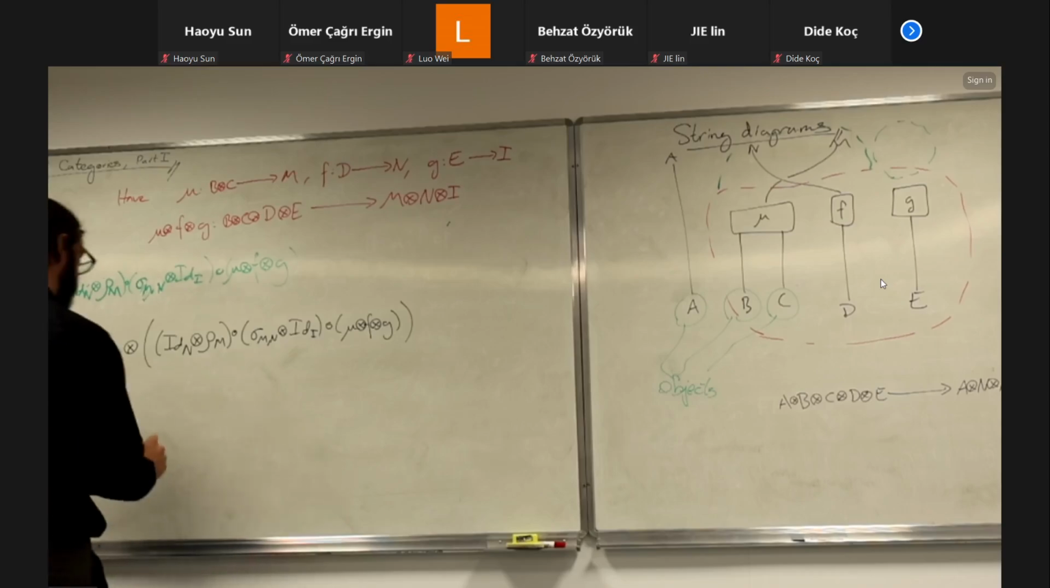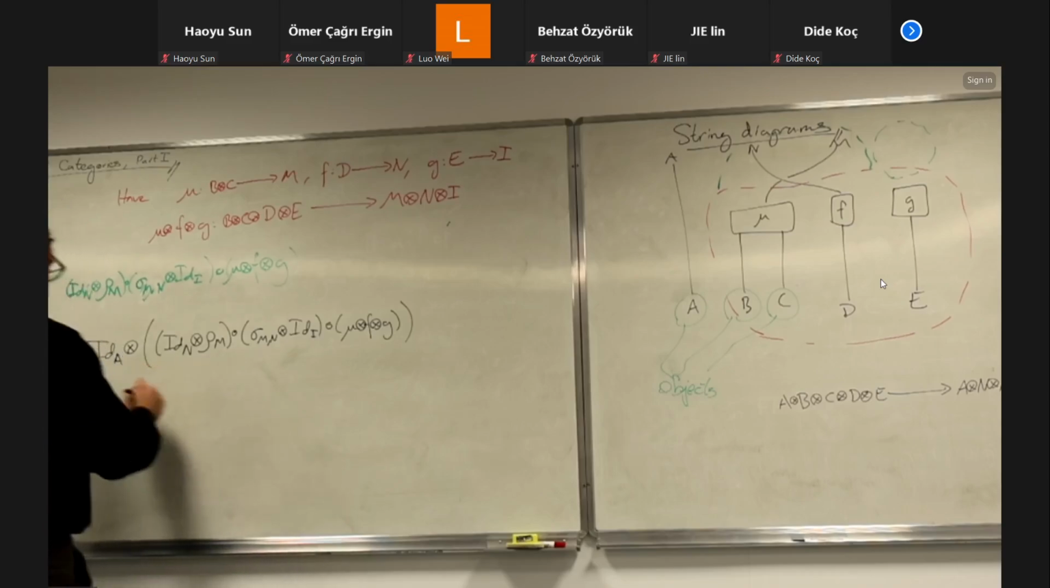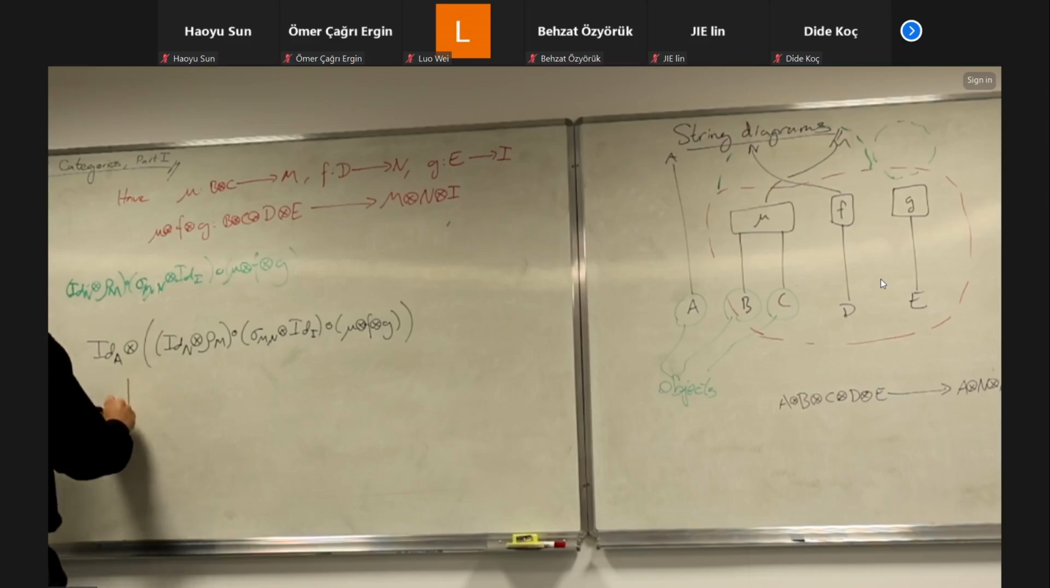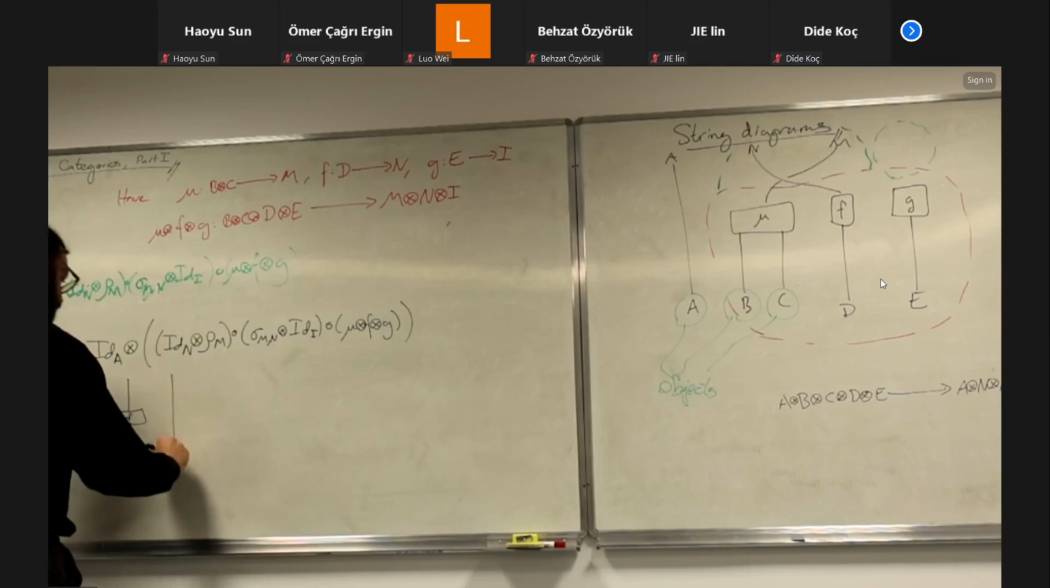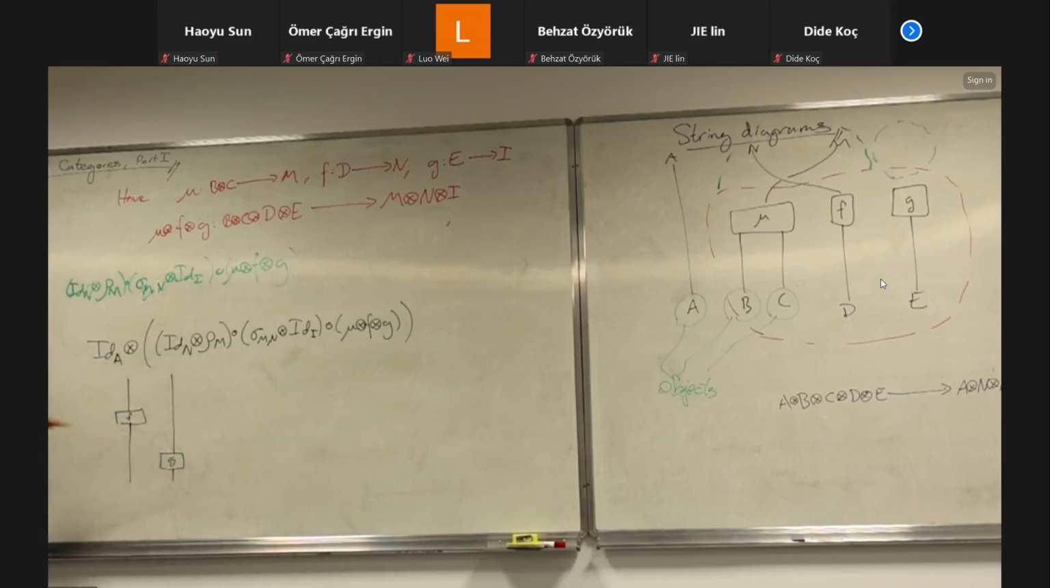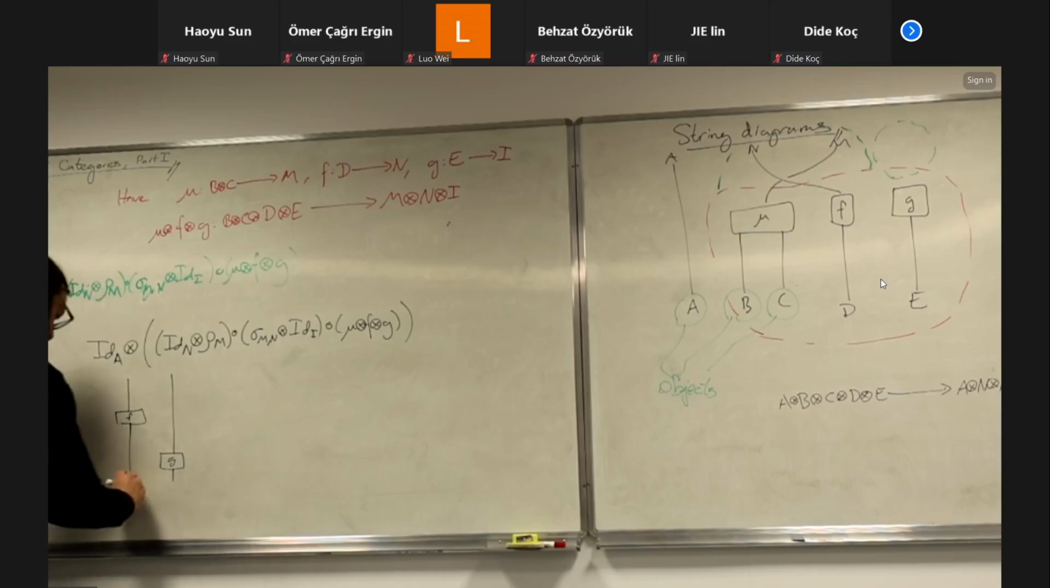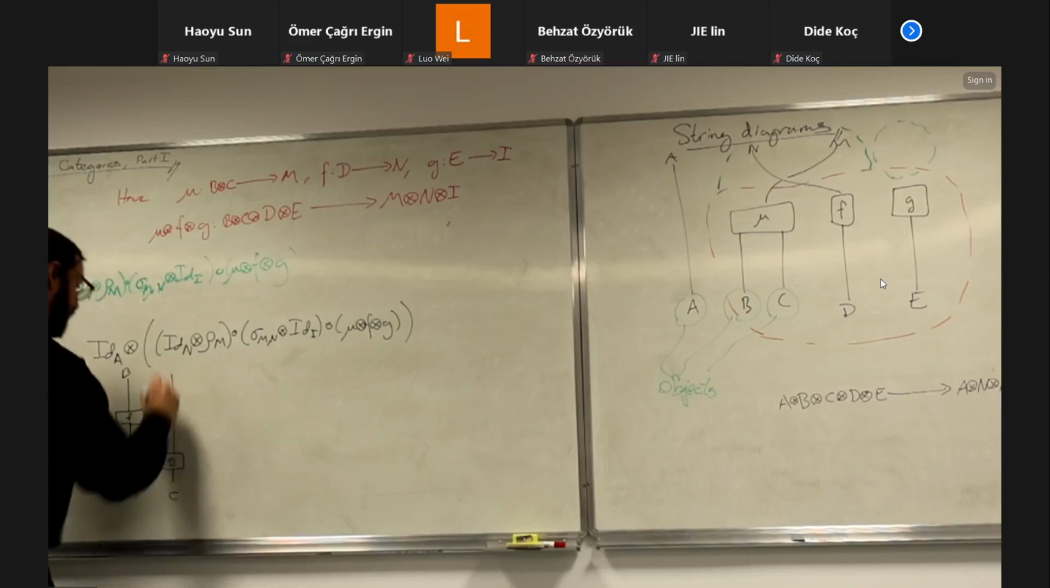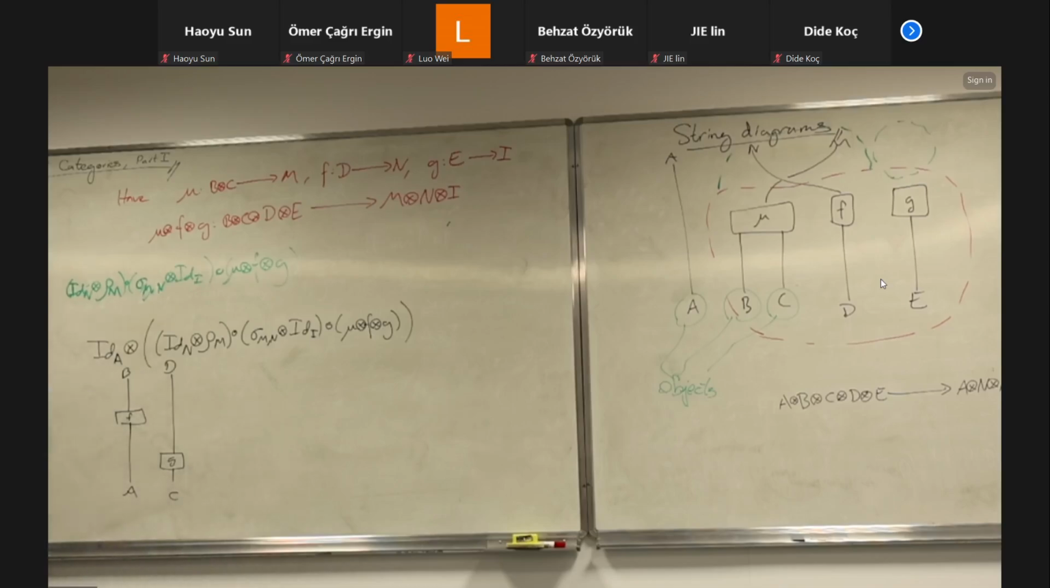So, for instance, we can drag things past each other. F, G. Any way that we break this up is fine, right? We can think of this as, let's say that this is A, B, C, D. Any way we break this up is fine. So we can think of this as F times the identity on D composed with the identity on A times G.